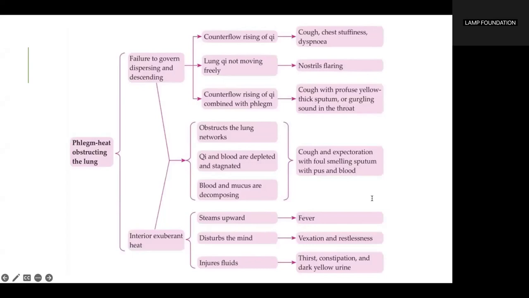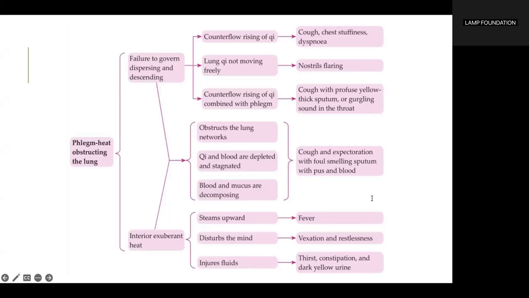This pattern is mainly caused by pathogens invading the lung and then stagnating and subsequently turning into heat, which injures lung fluids to form phlegm. Alternatively, it can be caused by long-standing phlegm turning into heat, both of which combine together and obstruct the lung. Phlegm heat in the lung can arise if there is an excessive consumption of foods that create phlegm or heat.